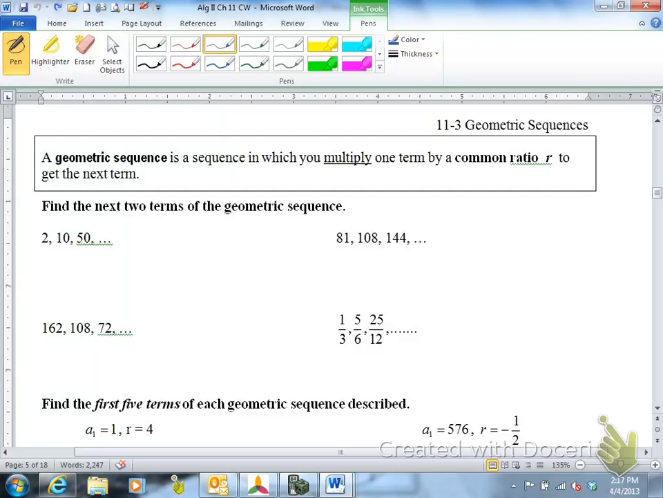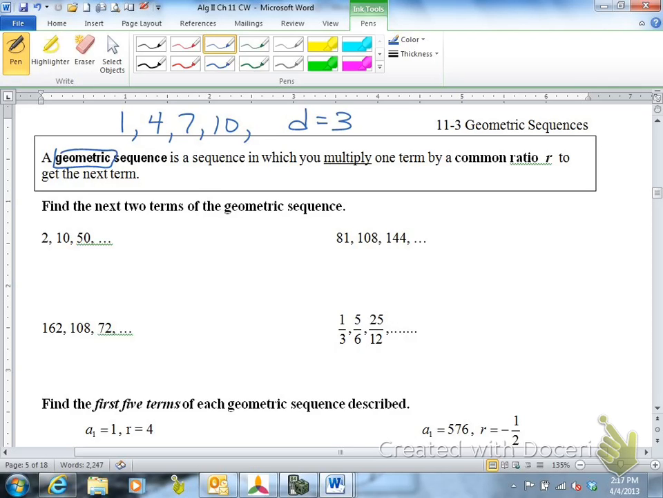Today we're talking about geometric sequences. We've talked about arithmetic sequences. An arithmetic sequence would be one where you are adding some number. So your common difference here would be a 3. That's an arithmetic sequence. You add something to get the next number.